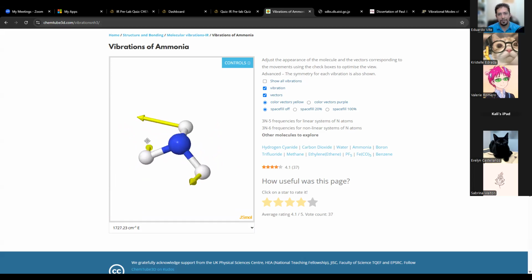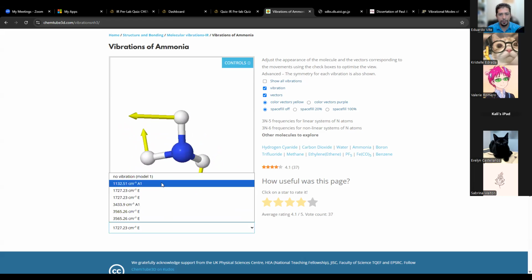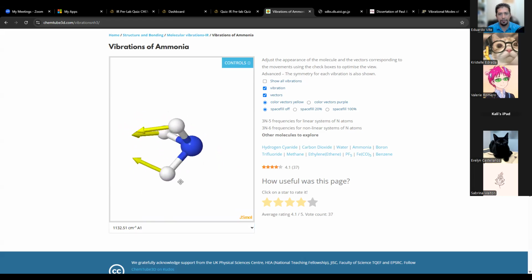So yeah, and so here you can see they definitely don't cancel, right? You can take all these vectors and you'll get a resultant vector. And then the lowest energy one, well, that's just an out of plane bending. See, they're all bending out of the plane in the same direction.